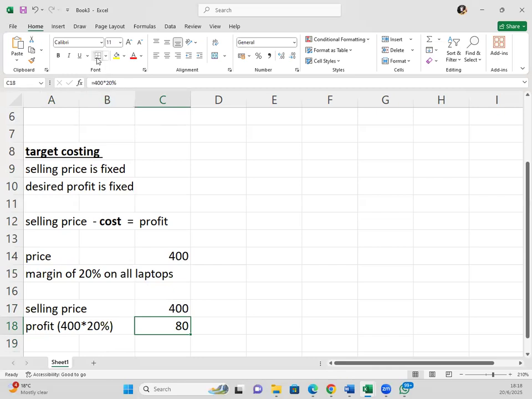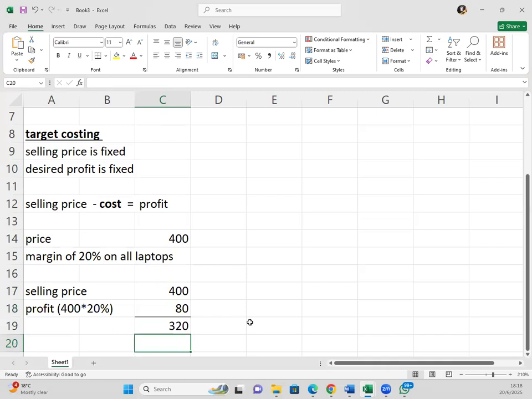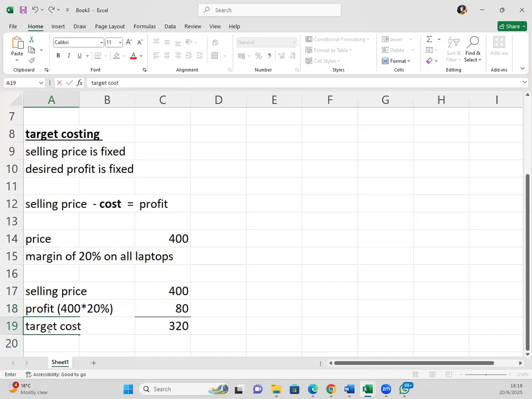So if we go and sell in Bulawayo, we want a profit of $80, but the price is fixed at 400. So how much should your cost be? For you to make a profit of 80 after selling at 400, your cost should not extend beyond 320. So 320 is said to be the target cost. Our cost should not go above 320 because the price cannot be adjusted and the profit cannot be adjusted. So the targeted cost is 320.